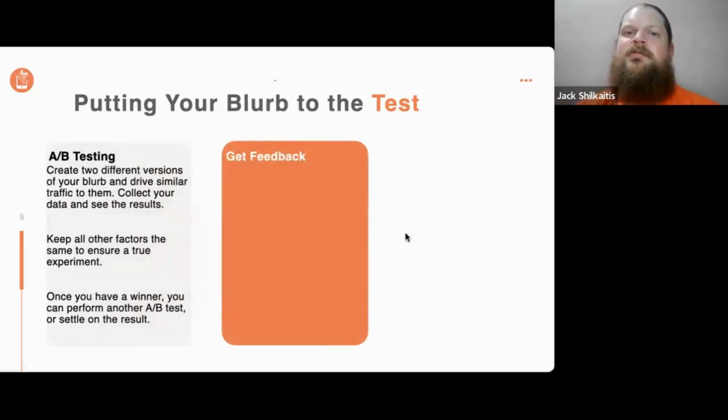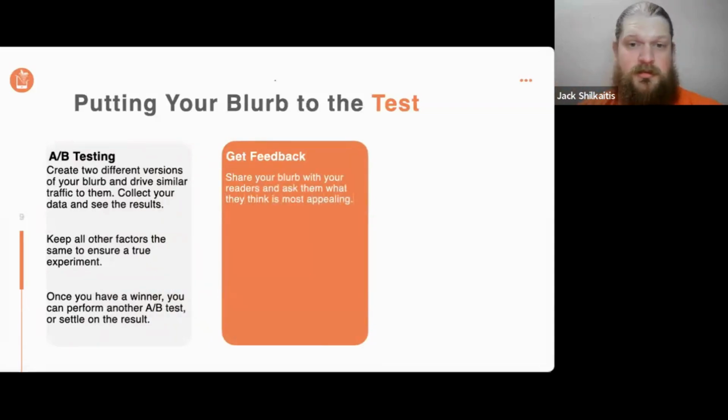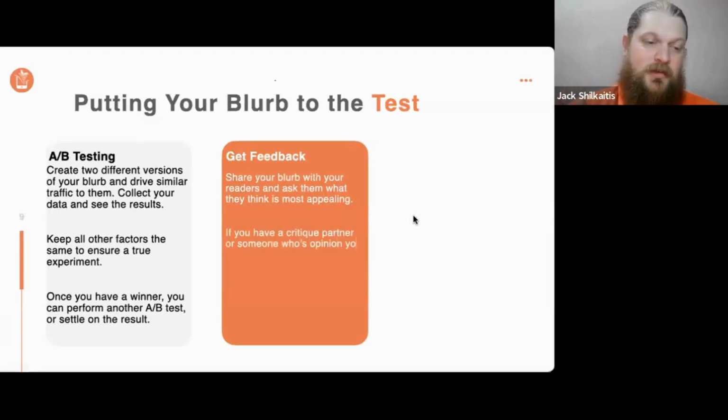But you do need to get feedback as well, direct feedback. So sharing your blurb with your readers directly and asking them what they think is most appealing. Maybe showing them a few examples. This is, again, another reason why it's great to have a newsletter. Ask them for their opinion. Here's two different versions of my book description. Which one do you like best? Right? Something like that. All right, so that can be very, very impactful. I'm sure they'll be happy to share their opinions with you if you ask them, right?